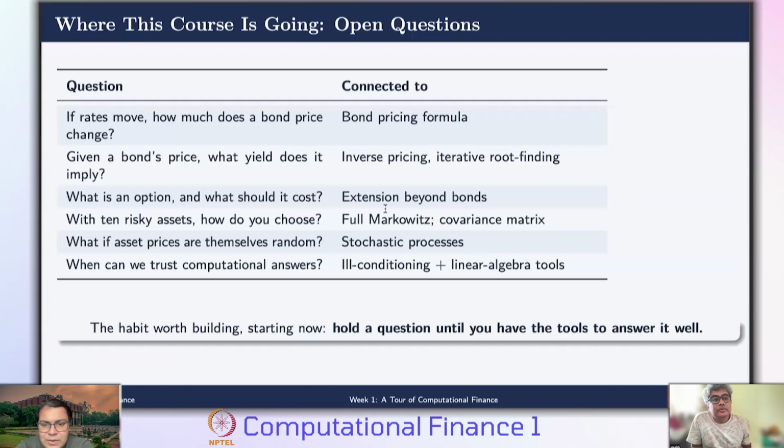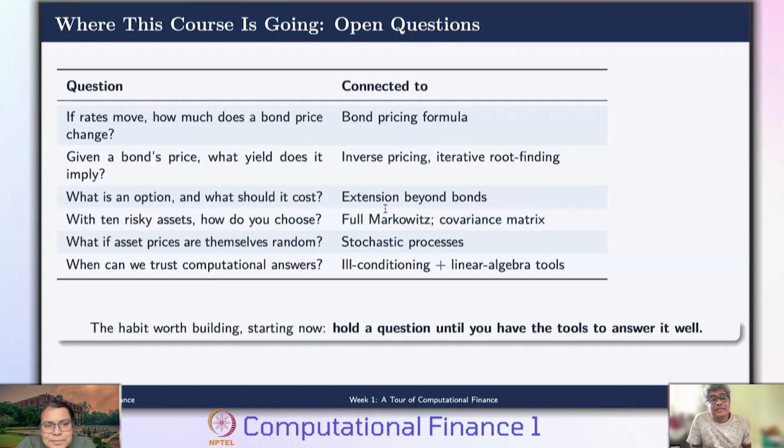So questions like: if the rate moves, how much does the bond price change? That connects to the bond pricing formula. Then, given the bond price, what yield does it imply? That connects to inverse pricing or iterative root finding methods. Then, what is an option and what should it cost? That goes beyond bonds. It is our third finance object that we'll introduce.